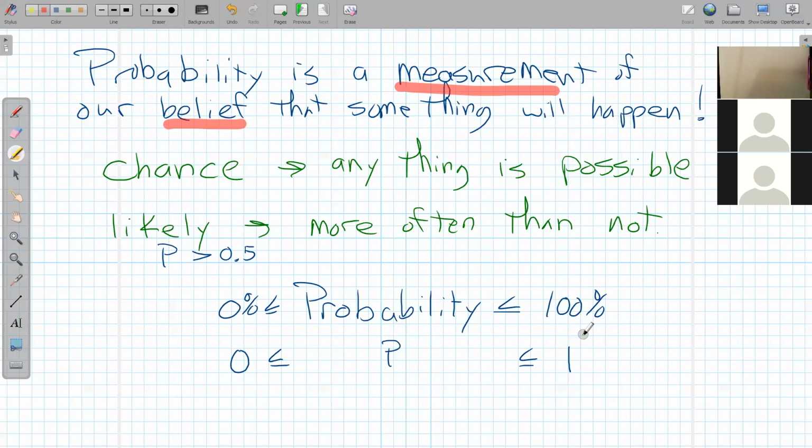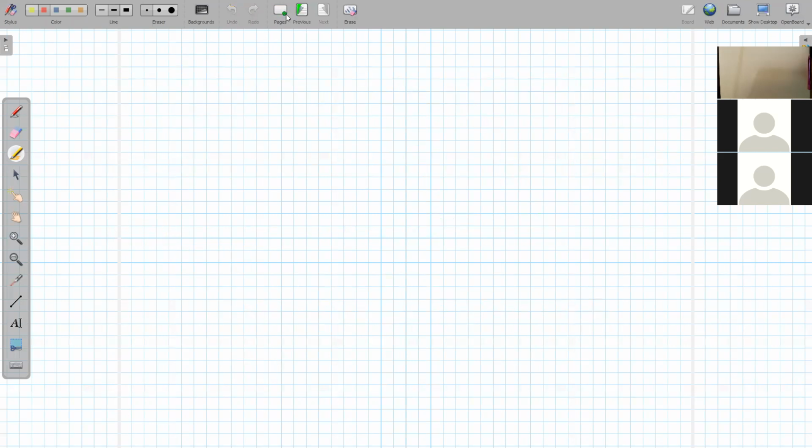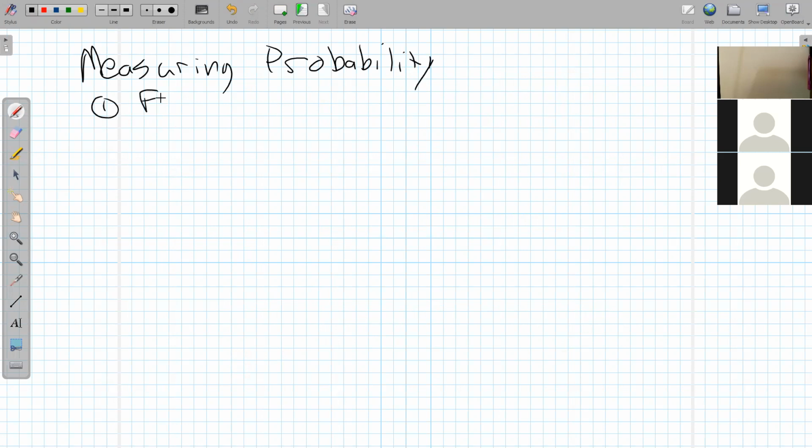So some situations are simple enough where we can look at it and we can easily measure the probability. So for example, let's just think about flipping a coin. That's one that's pretty easy to do. So measuring probability. Case number 1, flip a coin. And the options of flipping a coin are we could get a head or we could get a tail.